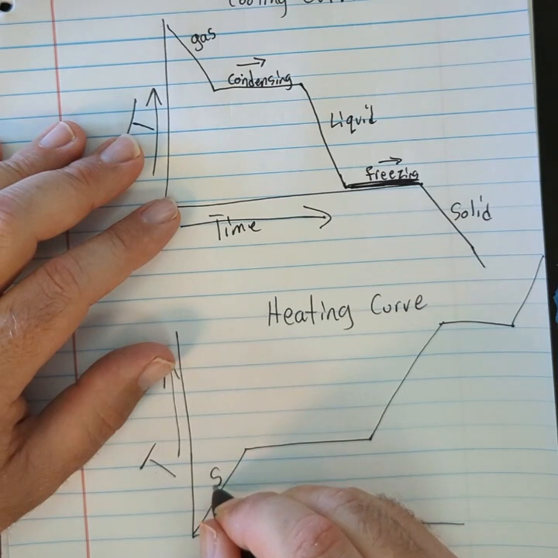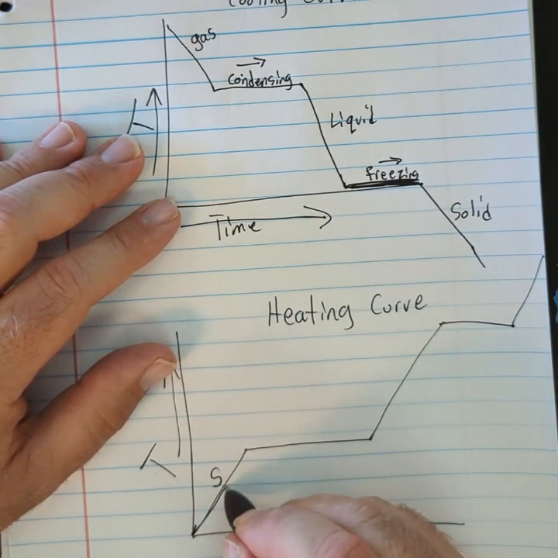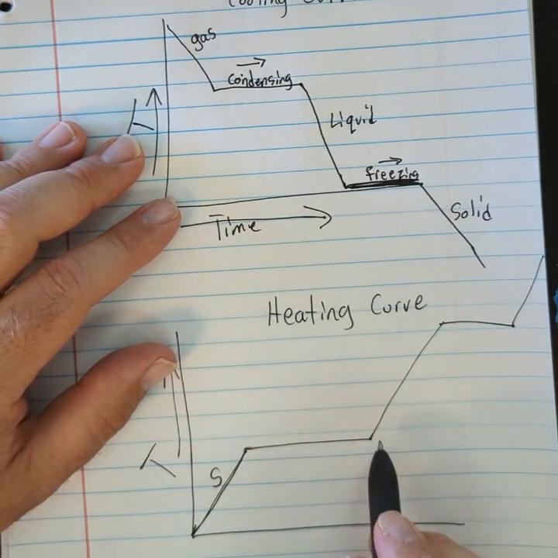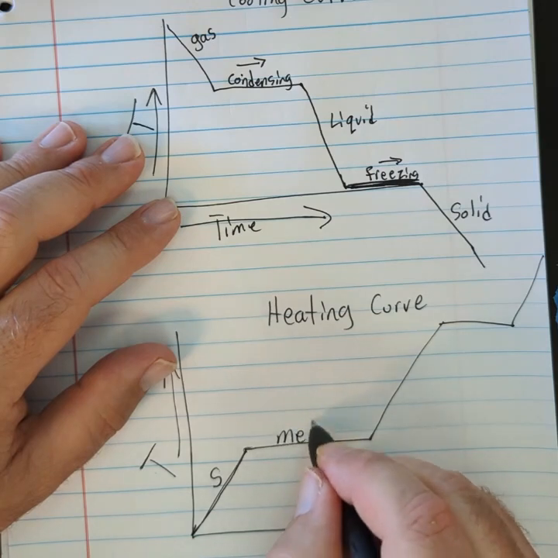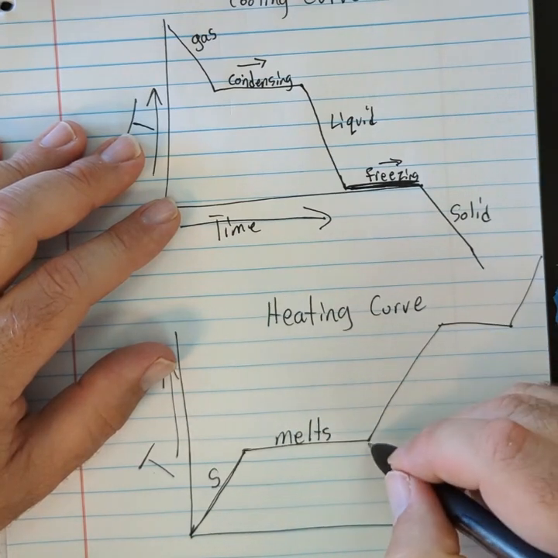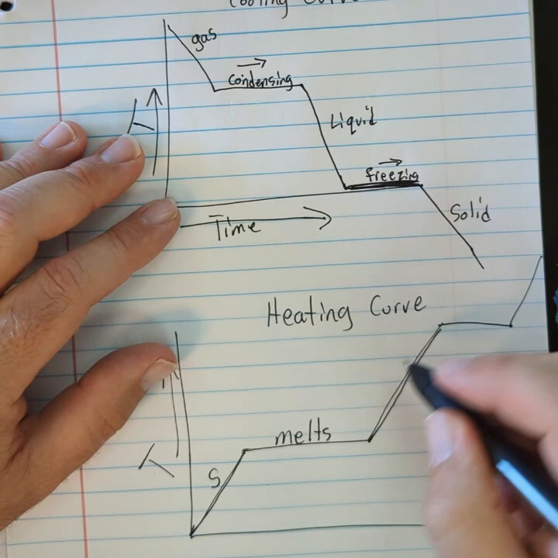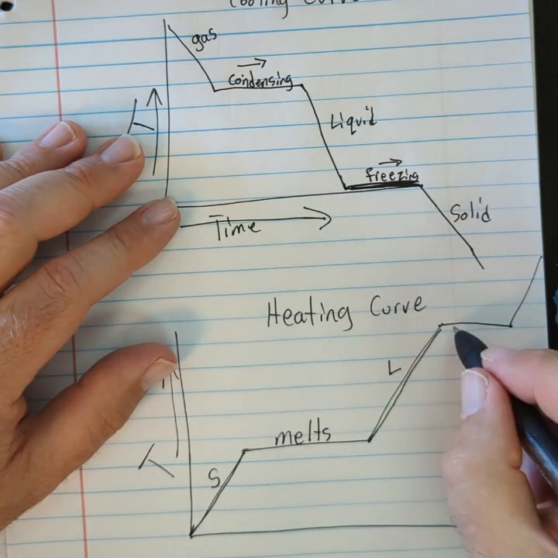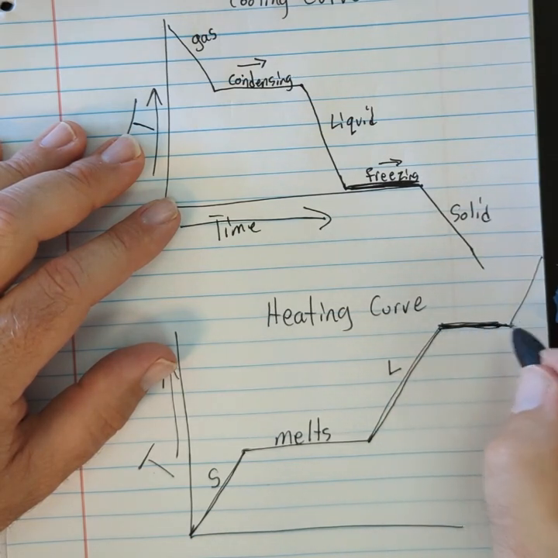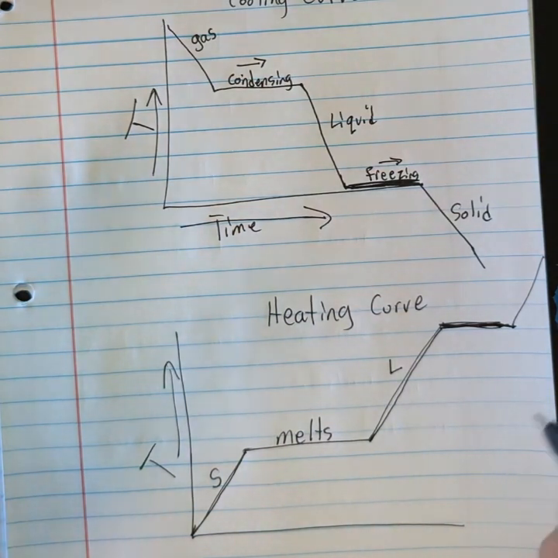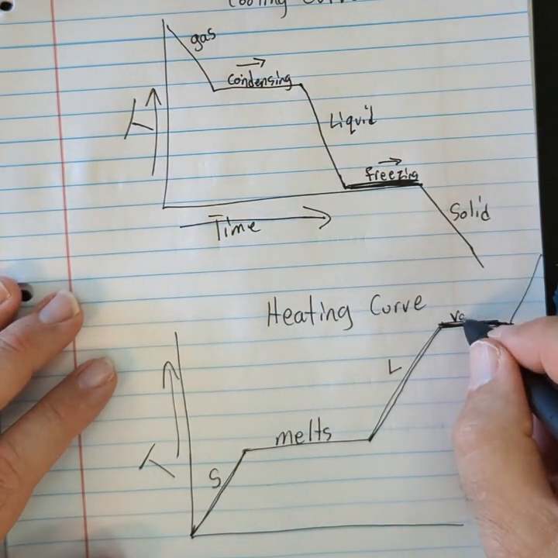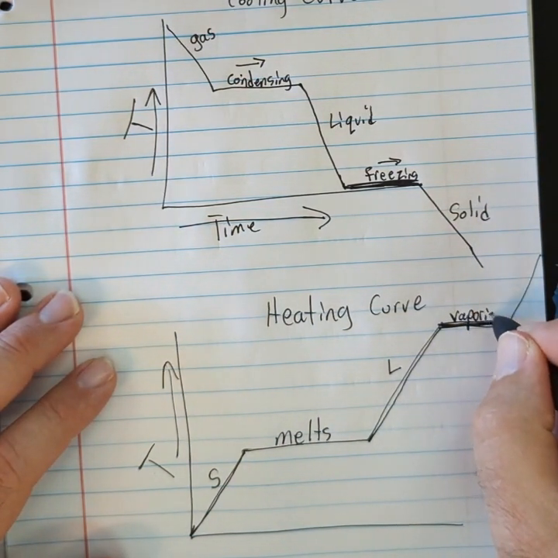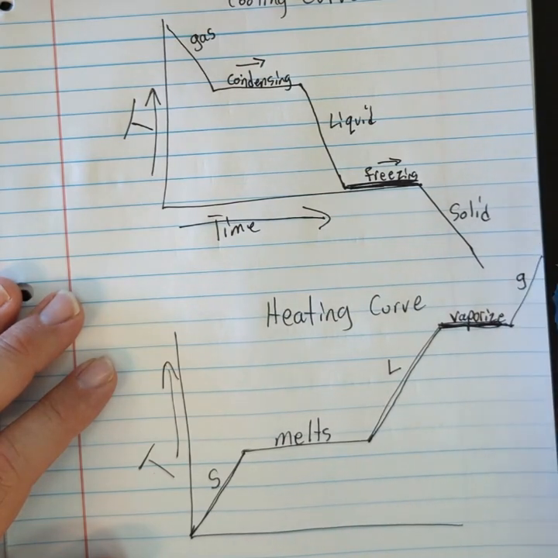So you'd have a solid here, and as temperature goes up, then temperature is going to stay the same while it melts, and then temperature is going to go up again because now it's a liquid, and then temperature is going to stop going up, and then it's going to vaporize or become a gas, and then it's going to be a gas.